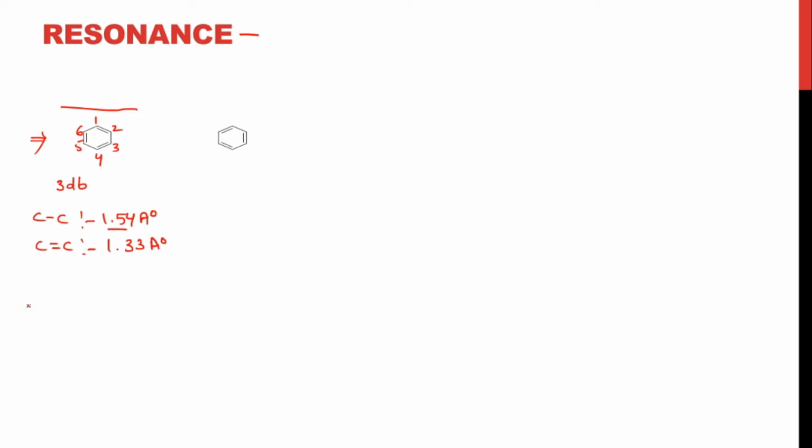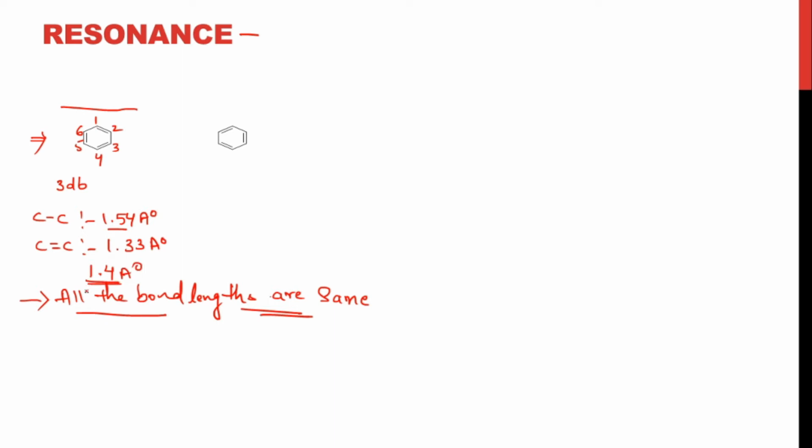But the reality is all the bond lengths of benzene are same. So how does this happen? The experimental bond length value is 1.4 angstrom approximately. So the experimental value came out as 1.4 angstrom, which is between the 1.54 and the 1.33, that is the single bond and the double bond.